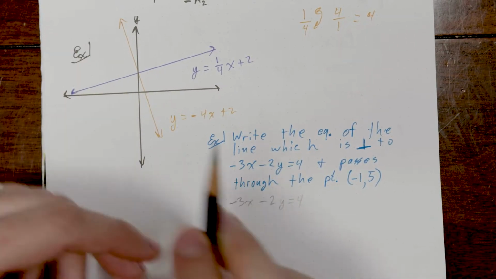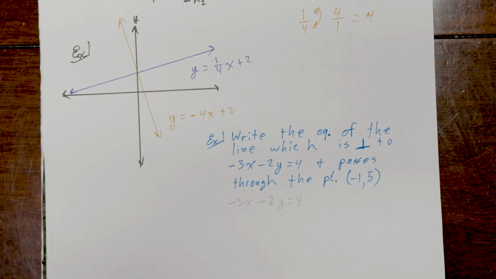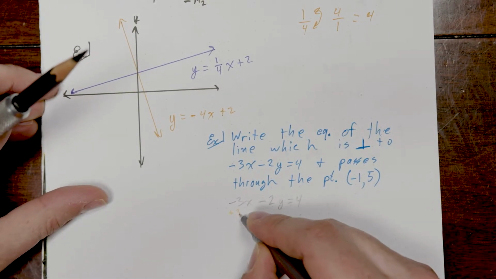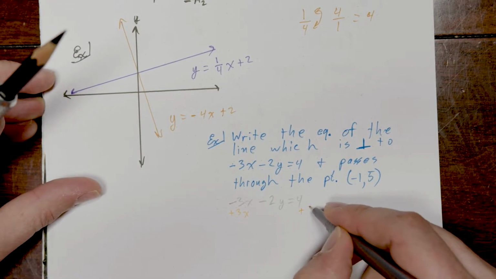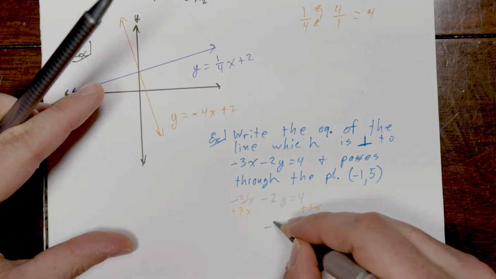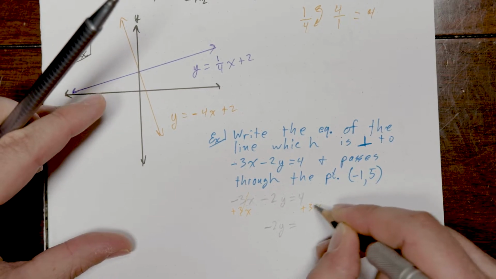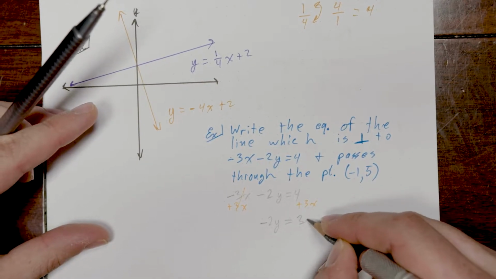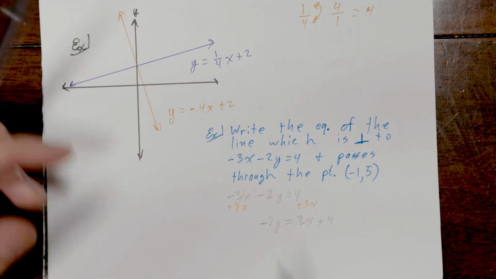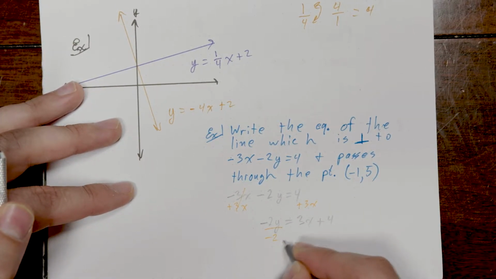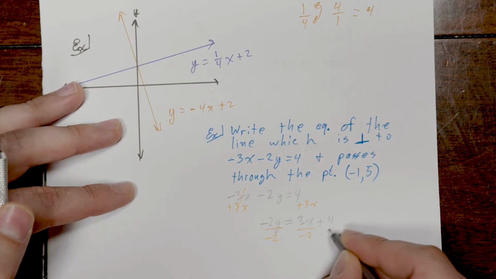Right, so we need to solve this one for y. So my first step would be to add the 3x to both sides, right? So plus 3x and then plus 3x over here. These cancel, of course, leaving us with negative 2y equals, and I'm going to put this x term first just because that's the way we're used to seeing it, right? So I'm going to say equals 3x plus 4. And then we got to get rid of this negative 2. So it's multiplied times the y, so we got to divide both sides by negative 2.